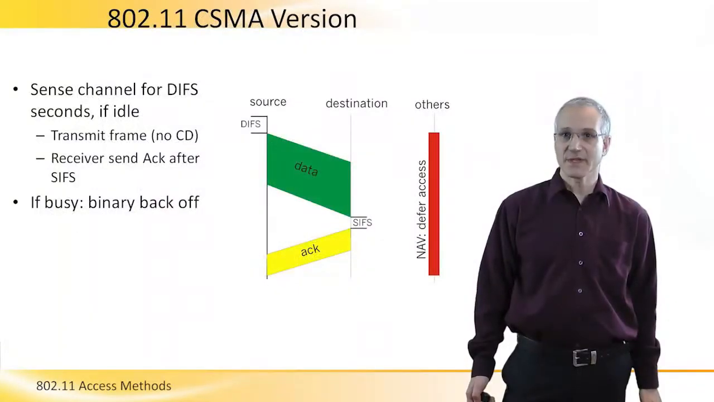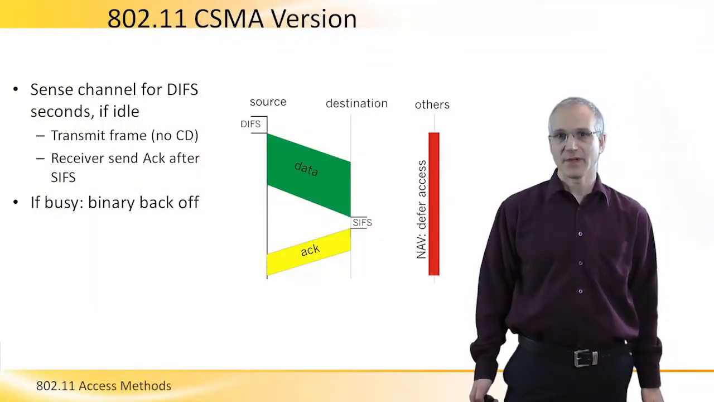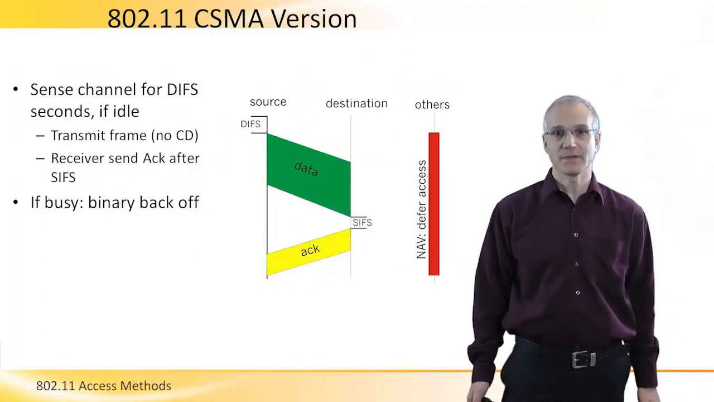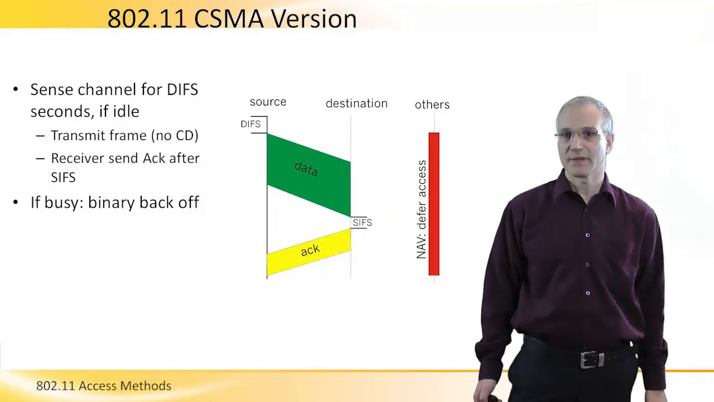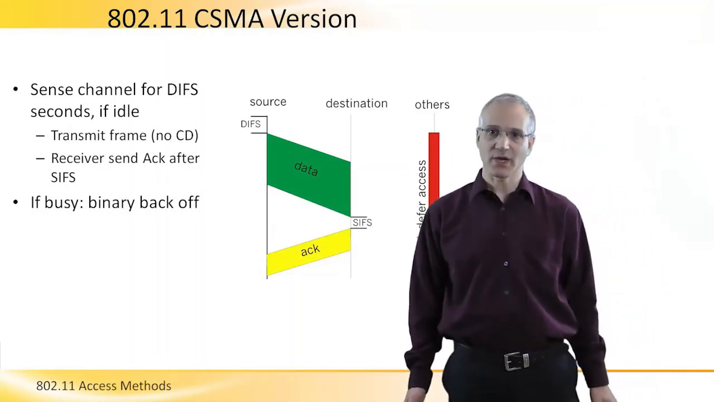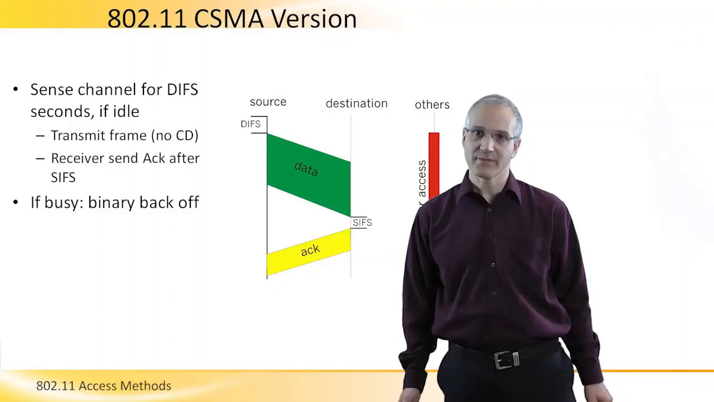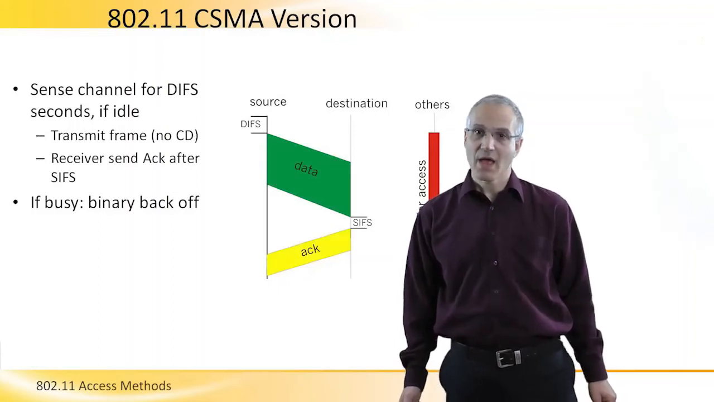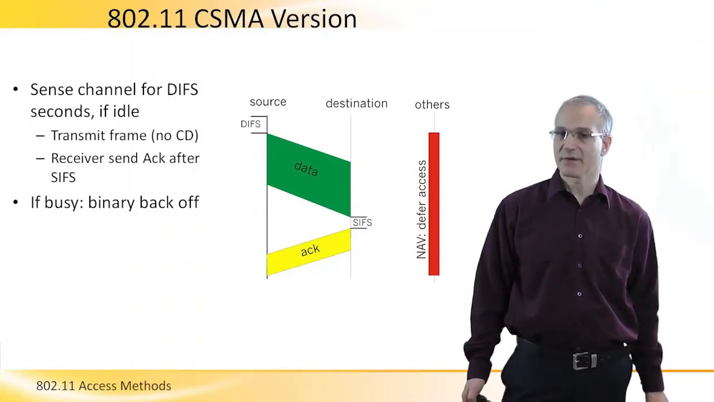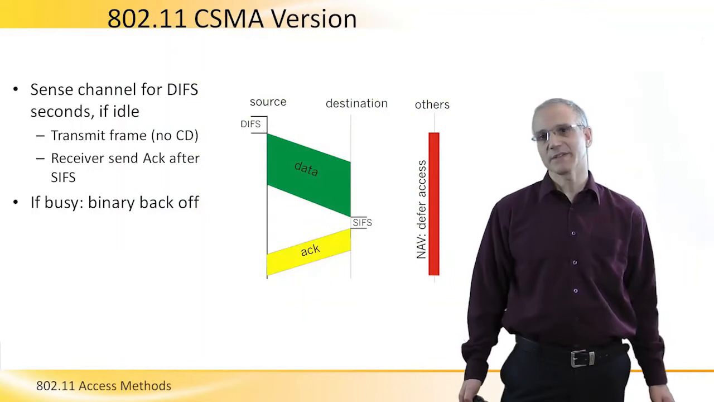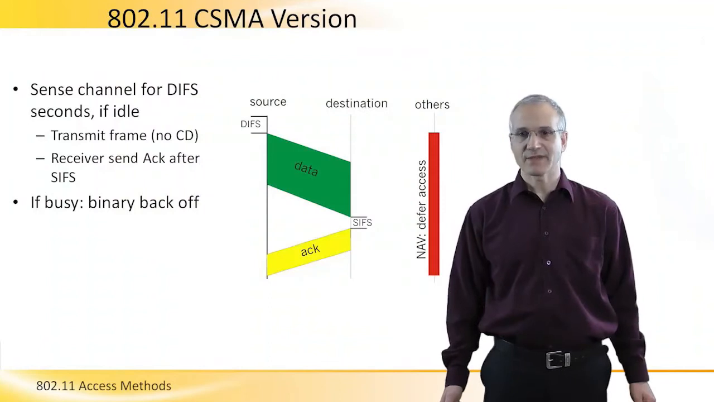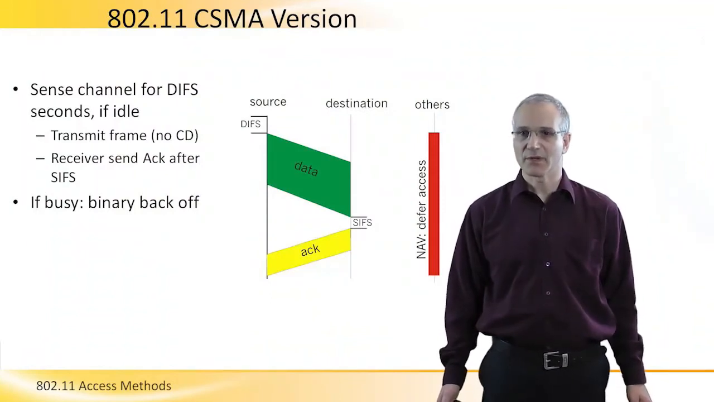In the CSMA version of 802.11, the user senses the channel for an amount of time called DIFS and then sends its data. The destination waits a short amount of time called SIFS and then sends an ACK. If the channel is busy, there's a binary backoff, just like in Ethernet. However, all other stations that hear the user start transmitting defer from accessing the network for a period called NAV.